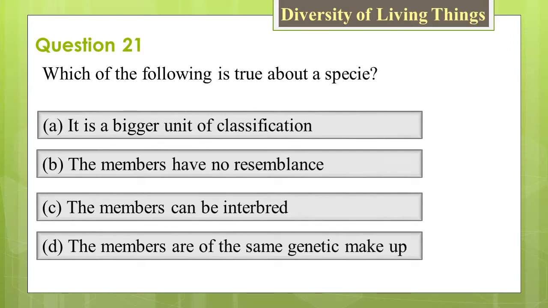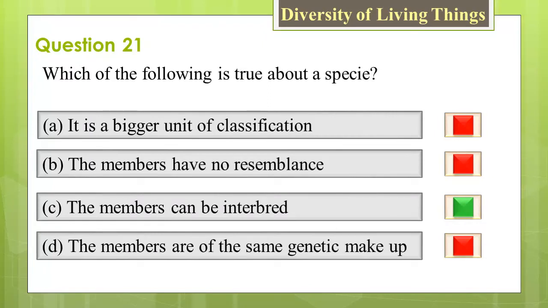Question 21. Which of the following is true about a species? A. It is a bigger unit of classification. B. The members have no resemblance. C. The members can be interbred. D. The members are of the same genetic makeup. Which of the following is the correct alternative? The correct alternative is C. The members can be interbred.